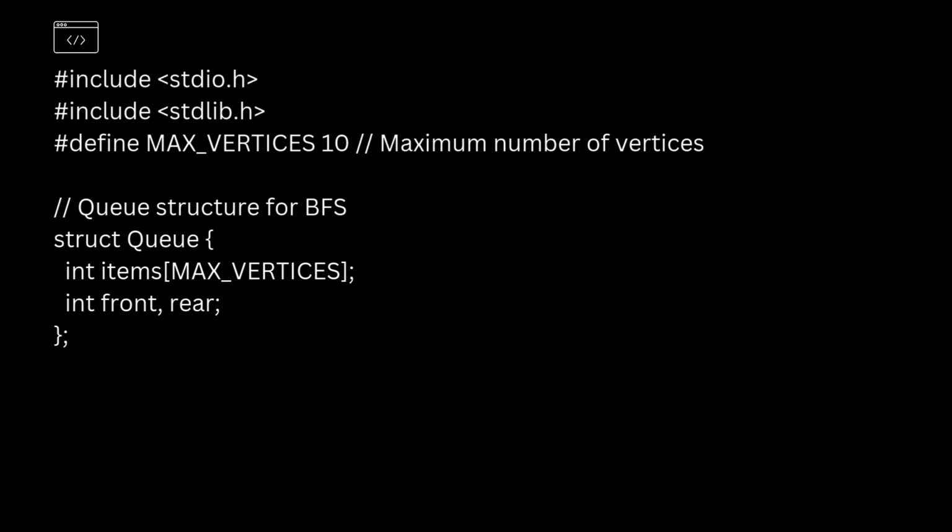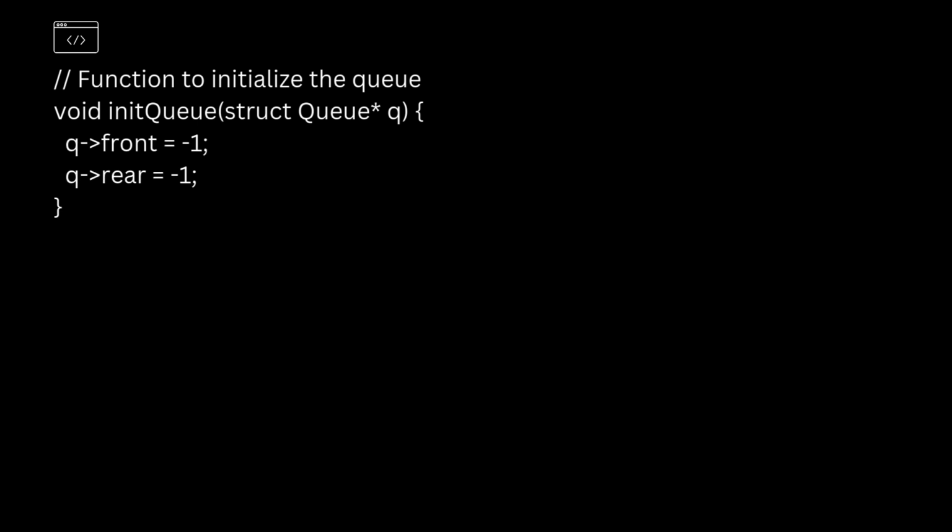Front and rear. These variables are used to keep track of the front and rear positions of the queue, indicating where elements should be dequeued from and enqueued to. Let's initialize the queue. The function initQueue initializes the queue by setting the front and rear to -1, which indicates that the queue is initially empty.